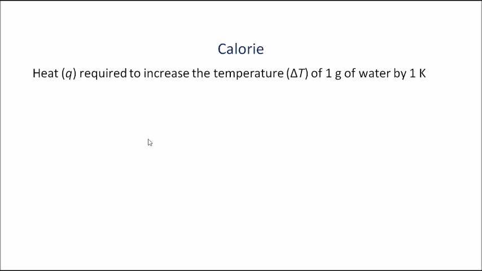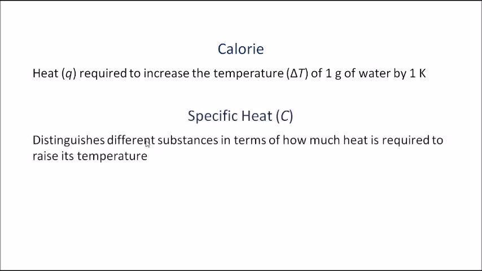The quantity that distinguishes different substances in terms of how much heat is required to raise its temperature is called specific heat. The amount of heat gained or lost by an object is the product of its mass, specific heat, and change in temperature.